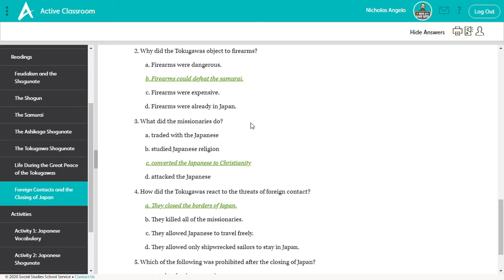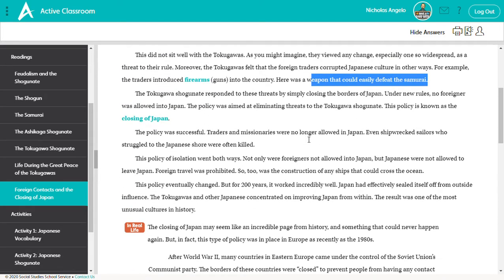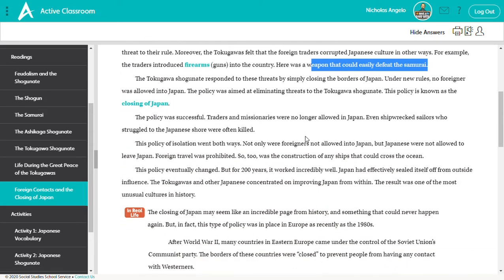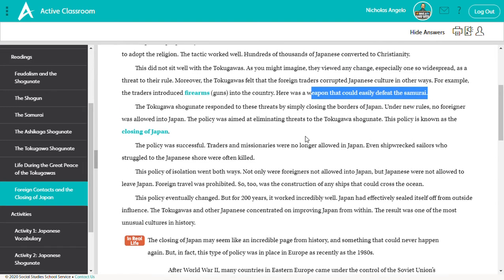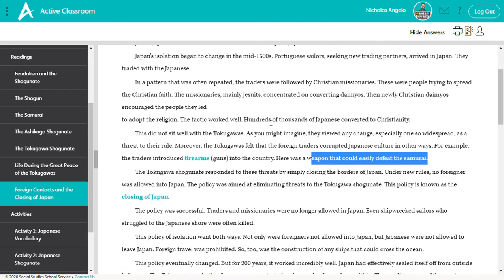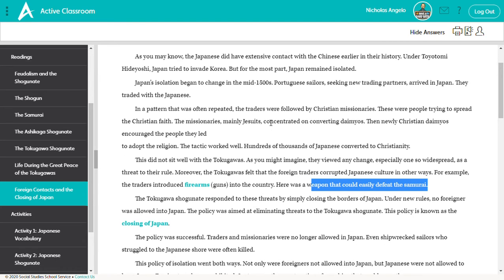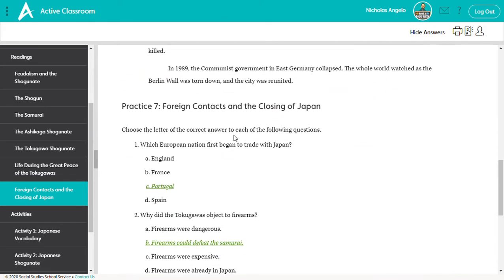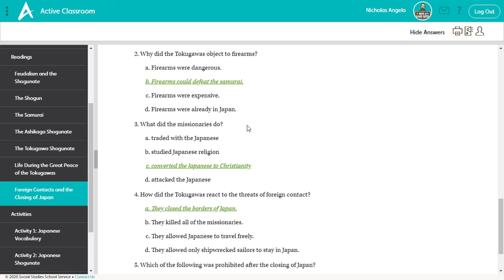3. What did the missionaries do? We've learned about missionaries in the past. Even to this day, missionaries are people that will go out to different parts of the world and try to convert people to Christianity. And that's one of the things that missionaries did, beginning with the arrival of the Portuguese. There were people there trying to spread the Christian faith. Many of them were Jesuits. They tried to convert the daimios. They figured if they could convert the daimios, they could get the people who followed those leaders to also convert. So 3, missionaries are C, converting the Japanese to Christianity.